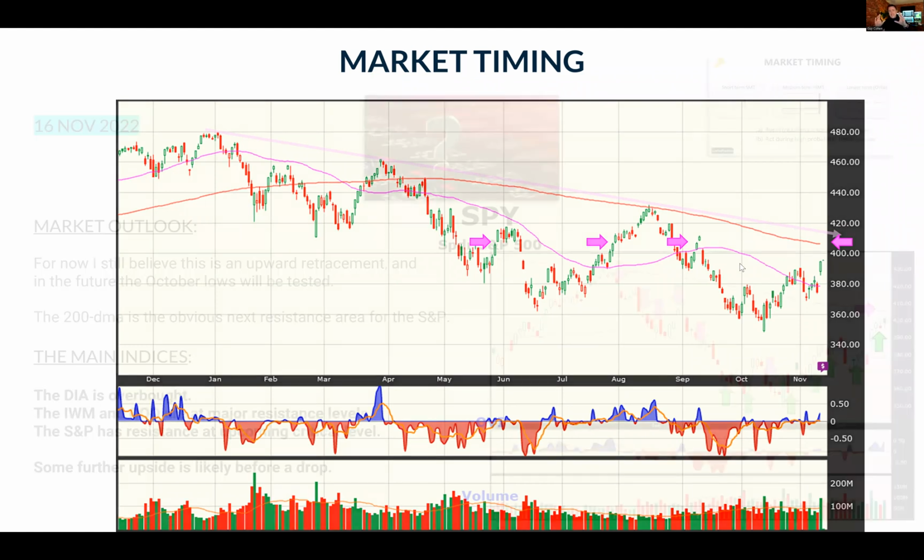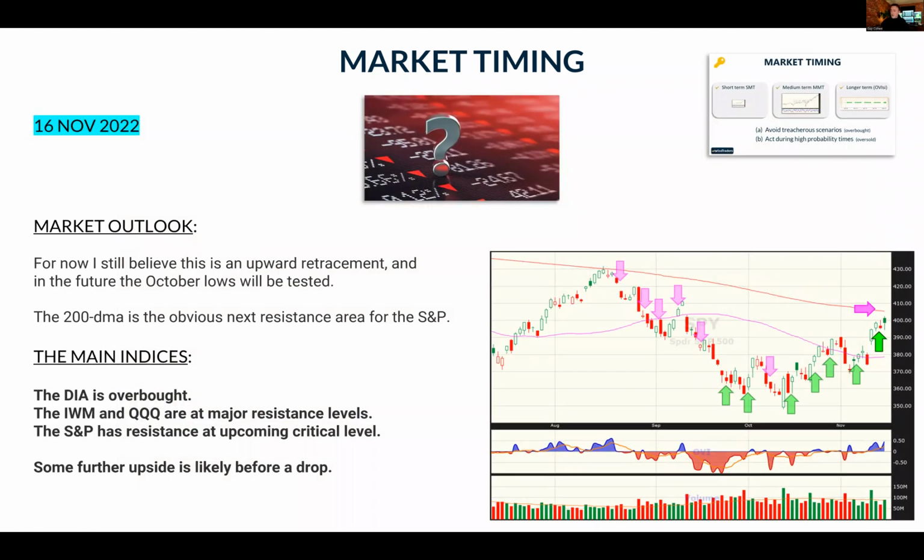And I think, you know what? As we sit right now, we're in this upward retracement, but I do think what will happen in due course is that we'll head down. I also think at this point in time that the October lows will be tested as well. So in the next little while, I think we'll see the market start to wobble, maybe a bit of increased volatility again. We already see that the Dow is overbought. We see that the Russell and the Qs, well, the Russell is definitely at a resistant level, and so is the S&P as well. I think maybe a touch more upside before a likely drop in the markets, running out of steam. And that's what I think is going to happen.